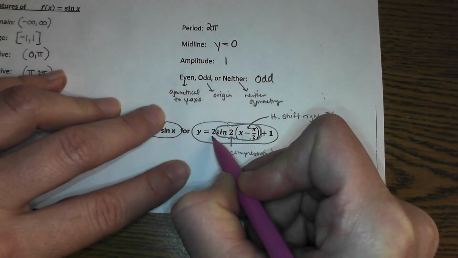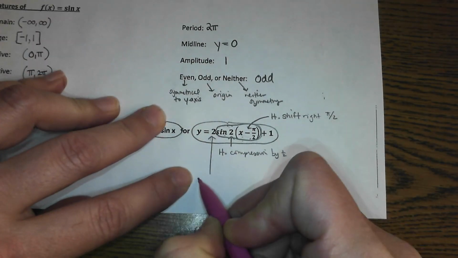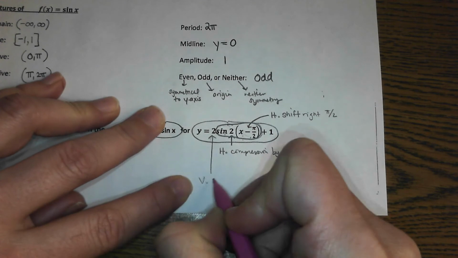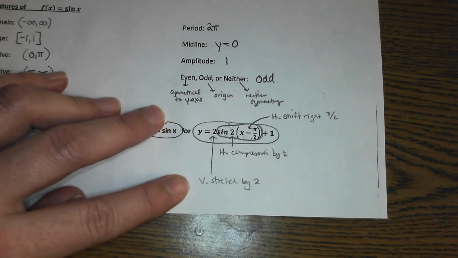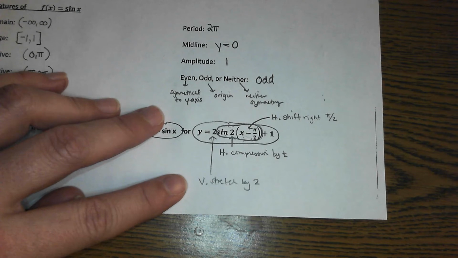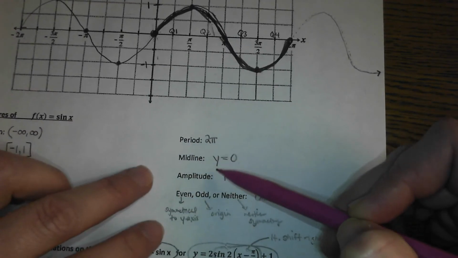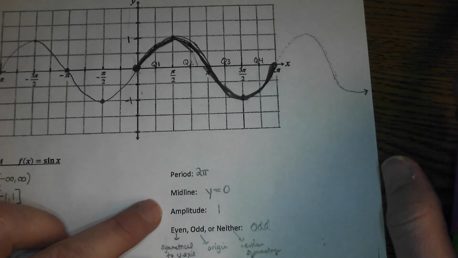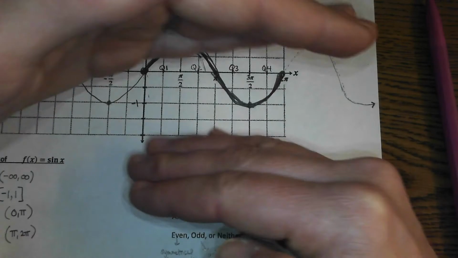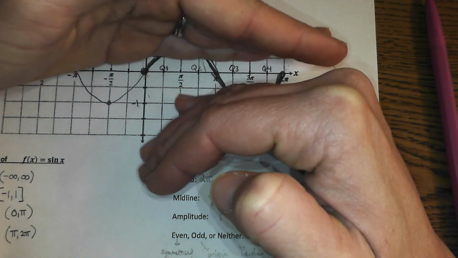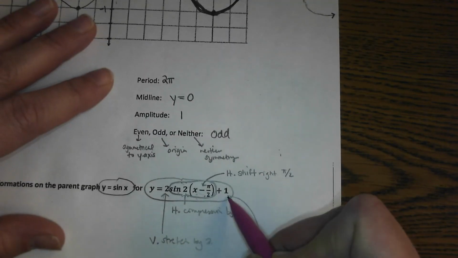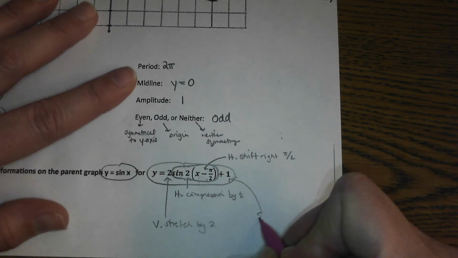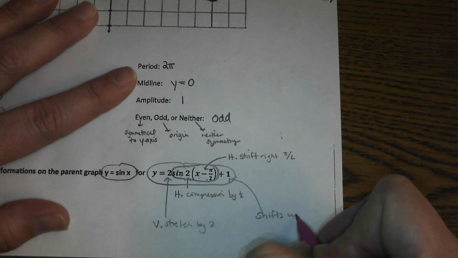Okay, then we go to the outside. The stuff that's in front is vertical. So this is a vertical what? Stretch by 2. Now what will that affect? The period, midline, or amplitude? Amplitude. If I stretch away from the x-axis, that's going to affect the amplitude or the height of the wave. And then this last thing, this plus 1, shifts up 1.